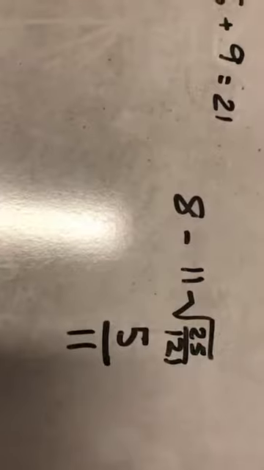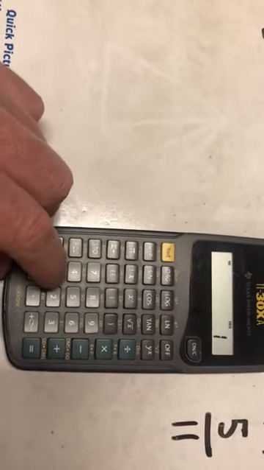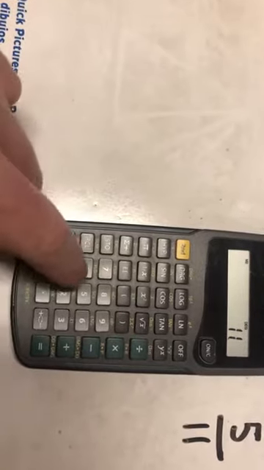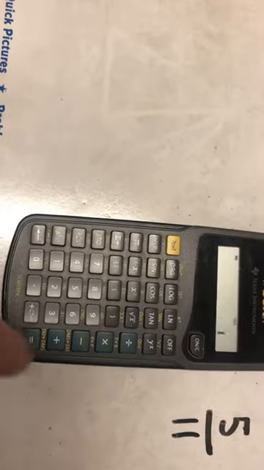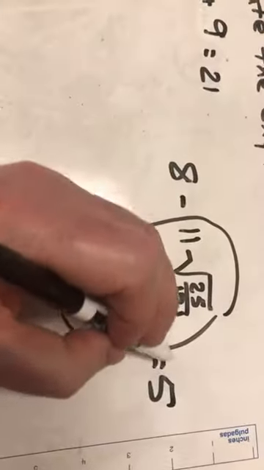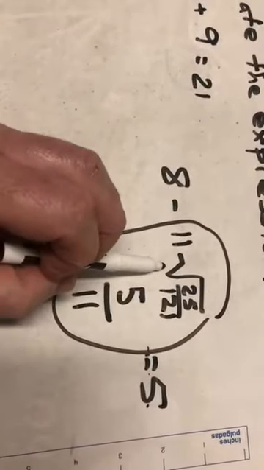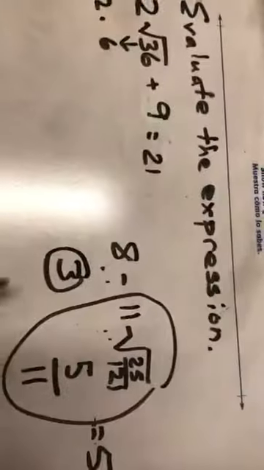Okay? So now I have to do 11 times 5 over 11. Now, that's not hard to do with the calculator. Watch this. It should equal 5 if I know how to plug this into my calculator. 11 times 5 over 11 will equal 5. So this whole thing is equal to 5. So now it's just 8 minus this whole part right here is equal to 5. So now it's just 8 minus 5. Well, 8 minus 5 is 3.